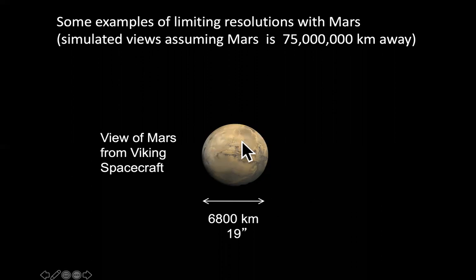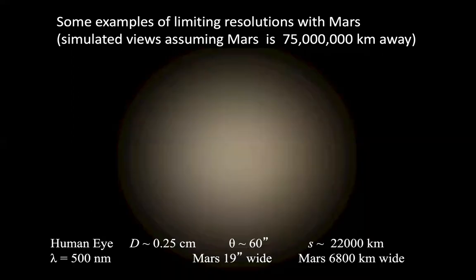So if you look at this with your eye, the resolution does this. That diffraction spreads it out over a region that's large compared to the size of Mars. So with your eye, you cannot resolve details on Mars. The resolution limit, the smallest thing you can see, is 22,000 kilometers, which is bigger than Mars itself. So instead of seeing surface details, you just see a fuzzy red dot.